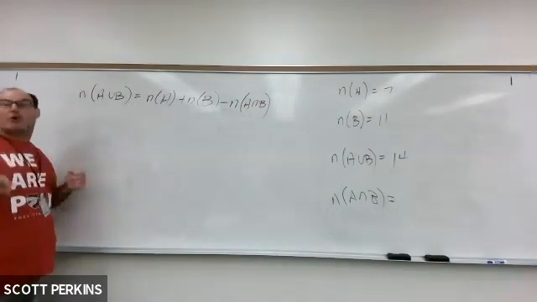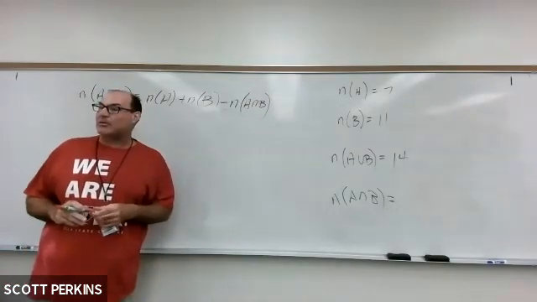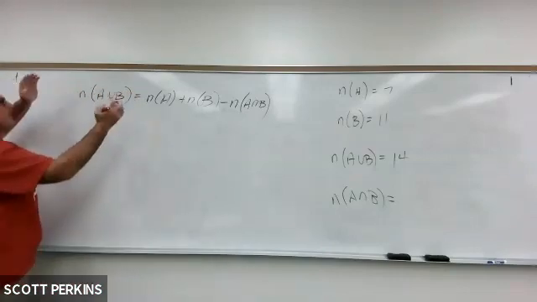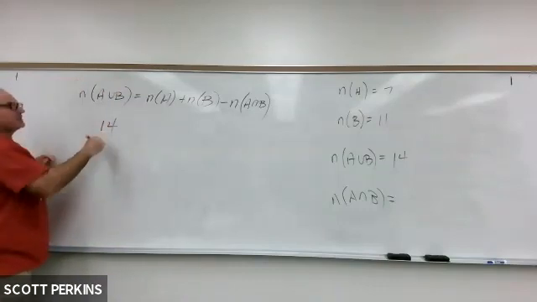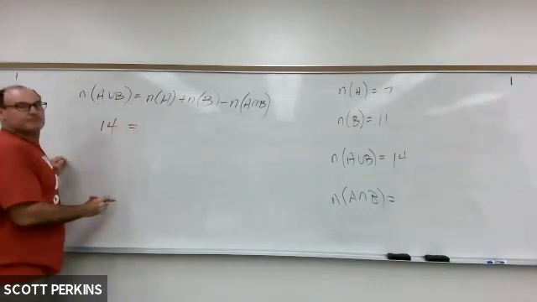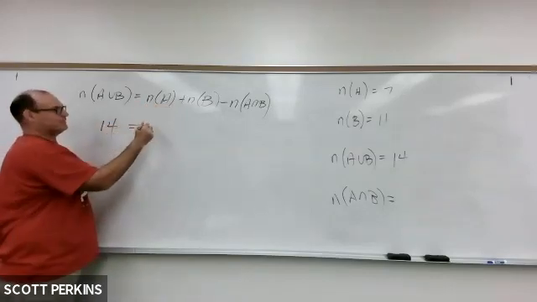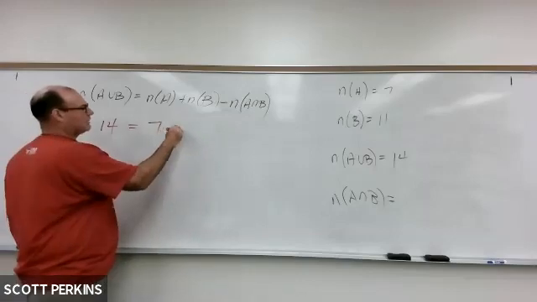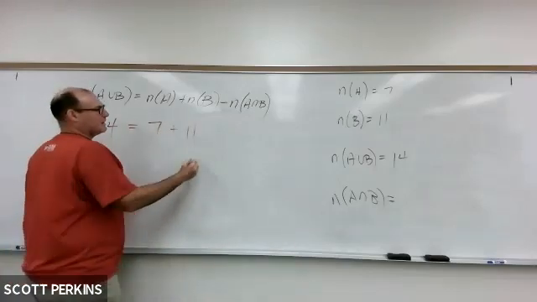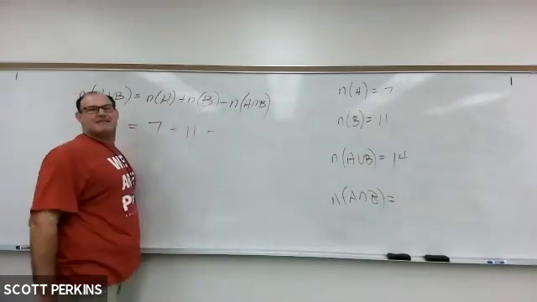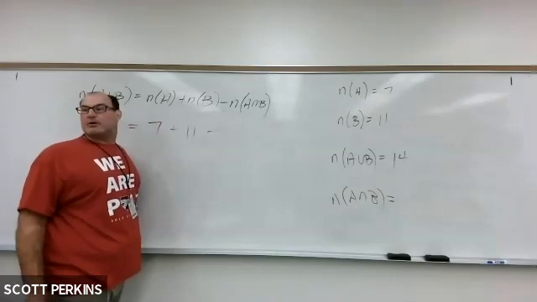All right, so I'm going to put the appropriate information in the appropriate place, and then we'll solve for what's left over, what I don't know. Do I know the number of elements in the union? Okay, 14. I'm going to put a 14 right there. Equals. Do I know the number of elements in set A? Yep, 7. Plus, do I know the number of elements in set B? Minus, do I know the number of elements in the intersection? No, that's what I'm looking for, right?